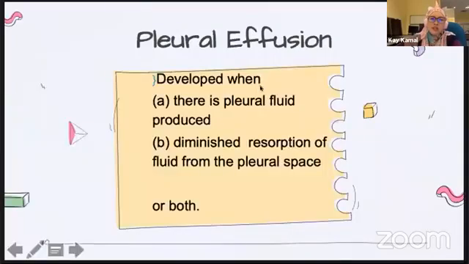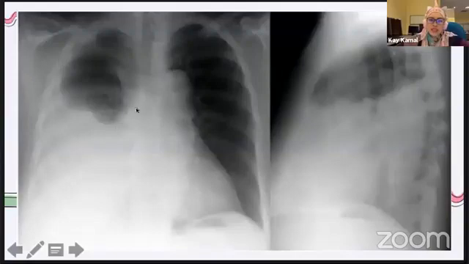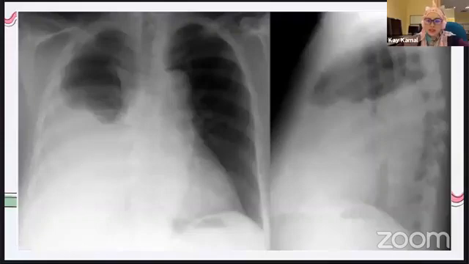So pleural effusion happens when there is pleural fluid produced, or there's diminished resorption, or they have both concurrently. So the commonest appearance of a pleural effusion is this called meniscus sign. You need at least 200 to 300 ml of fluid before you can even see blunting of the CP angle. So like this one, actually, is a large effusion by now. It must be liters already.